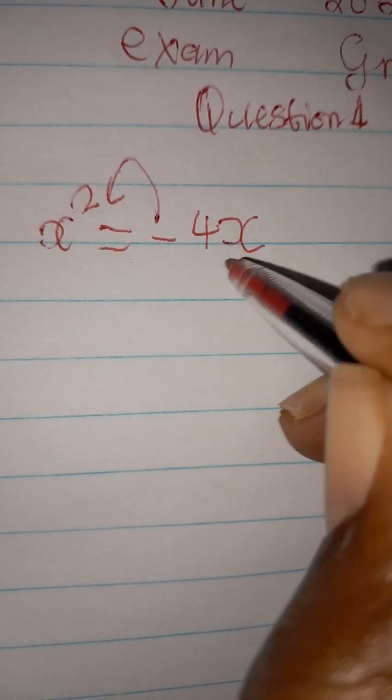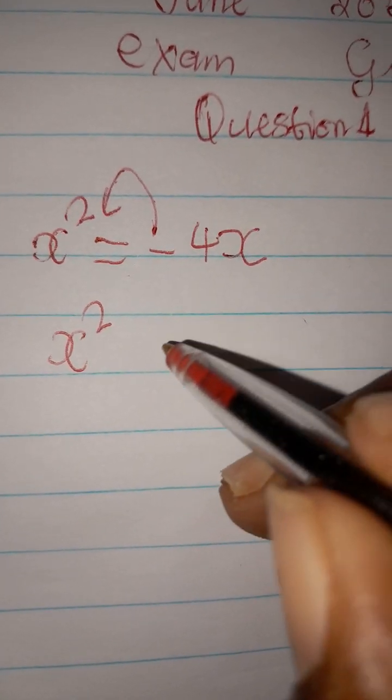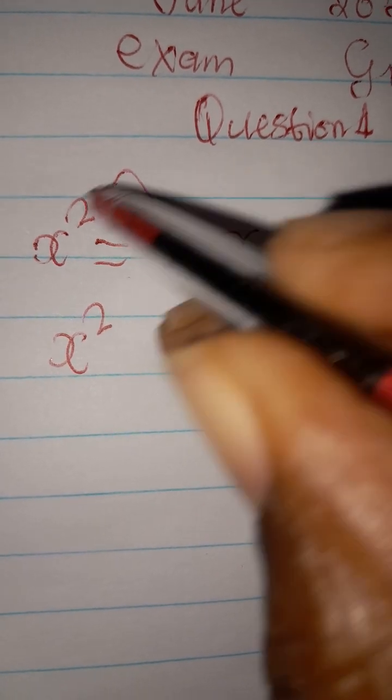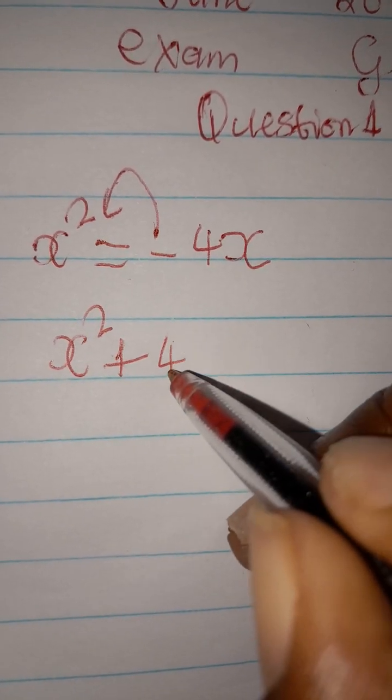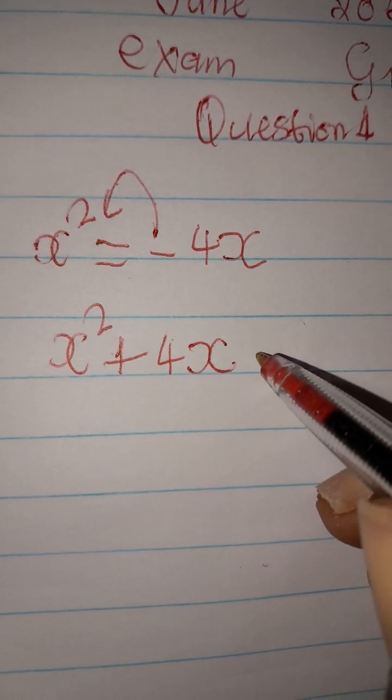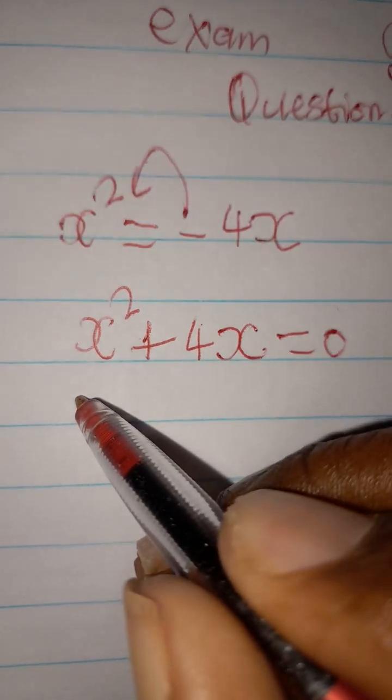So we are going to transpose negative 4x to the other side, to our left hand side. When you transpose negative 4x to the other side, since it's negative, it's going to be positive. So you're going to have x squared plus 4x equals 0. Then you get a mark for saying that.